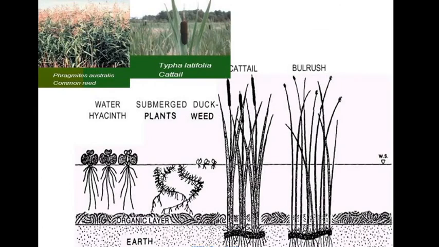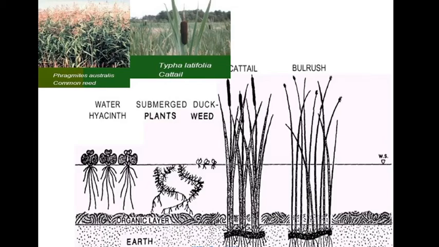So these are the various species of the wetland plants. You can see this is the water hyacinth, which is floating over the surface, that is, you can say the floating vegetation, water hyacinth. Next, the submerged plant, which is totally submerged underwater, is called a submerged plant. And next, the emergent plants, which are below water and above water, that is cattail and bulrush.